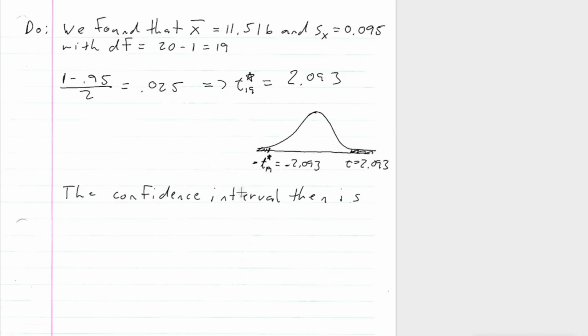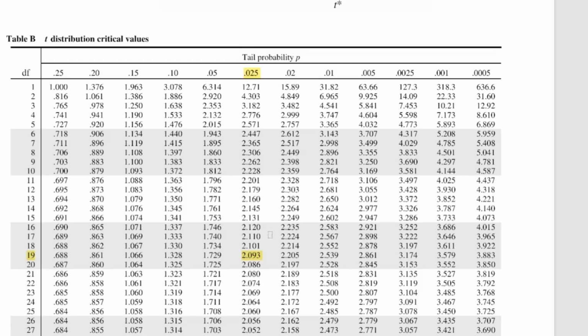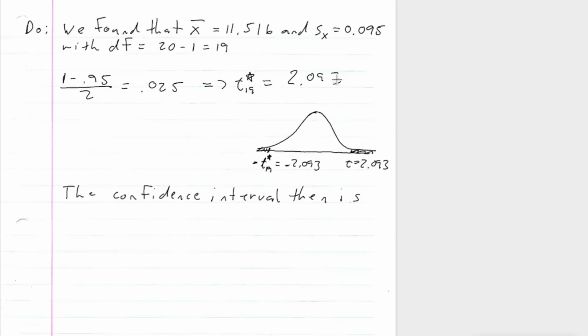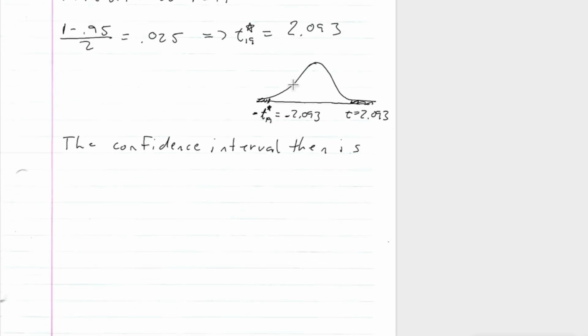And what we do is we go into our table. As you can see, I already highlighted it. I had 0.025 and I had 19, and that's the number that intersects at those two. So the critical value is going to be 2.093. Let's go back. So that's where I got that 2.093.